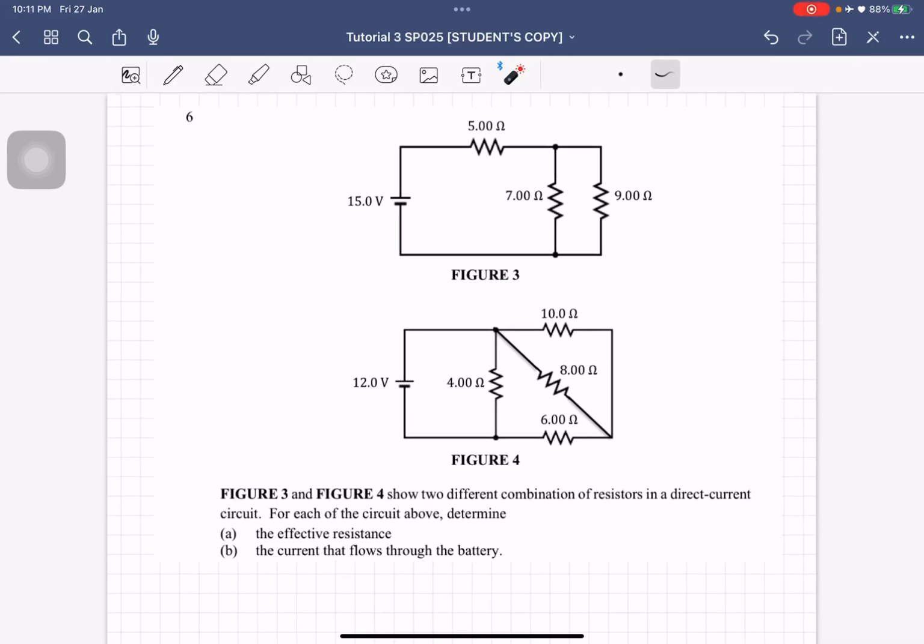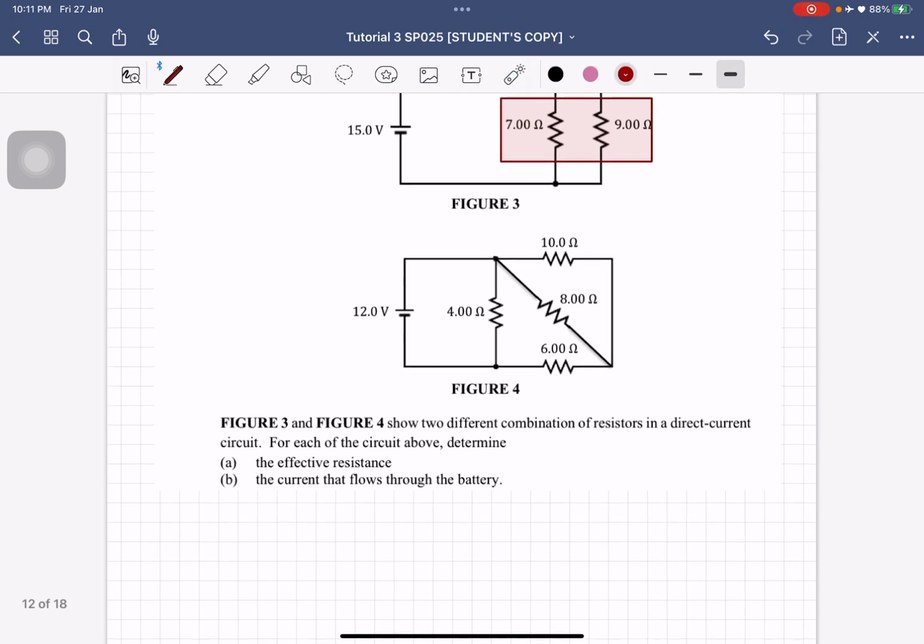Question number 6. So we have two circuits. We have to calculate the effective resistance for both circuits and the current that flows through the battery. Firstly, for the first circuit, we will be simplifying it towards the battery. So it's going to be these two first, and then it will become two resistors only. Then we can calculate the effective resistance.